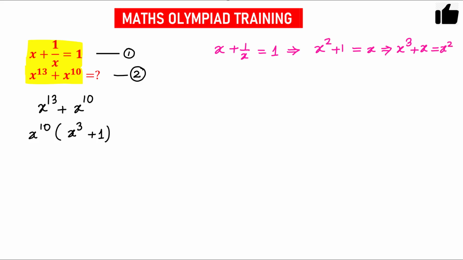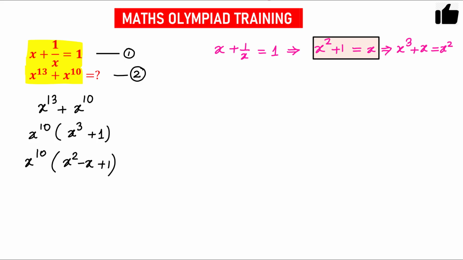From this equation, you can plug the value of x cube. What is x cube? x cube is nothing but x square minus x. So let us write in this equation x raised to power 10 and x cube is nothing but x square minus x plus 1. Now this expression x square minus x plus 1, you can find this value from this expression.